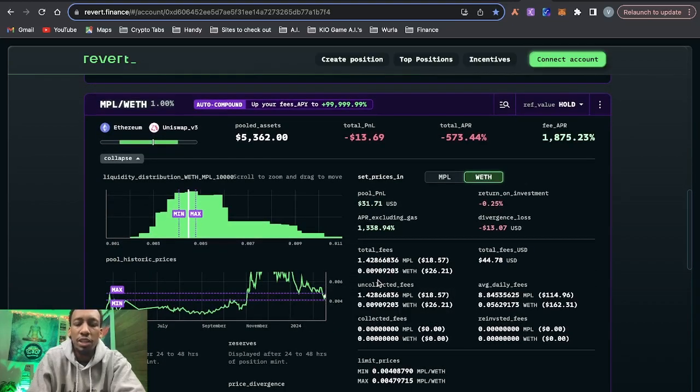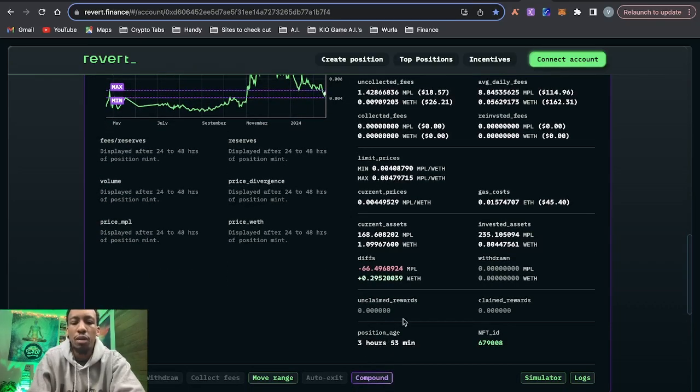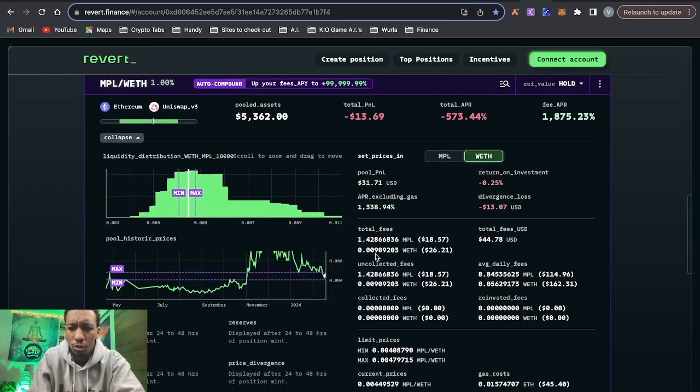Now, if I go down here to this pool, this is a tighter range. Right now, I'm getting 1,875%. Now, guys, full transparency, I've only been in this pool for about 3 hours. So this has to catch up. I've already almost made back my gas fees. Spent like 60 or 70 bucks on gas. In 3 hours, I've already made 44 bucks.